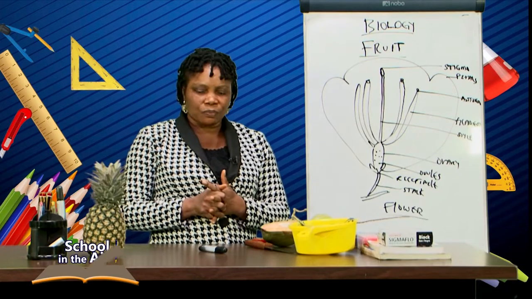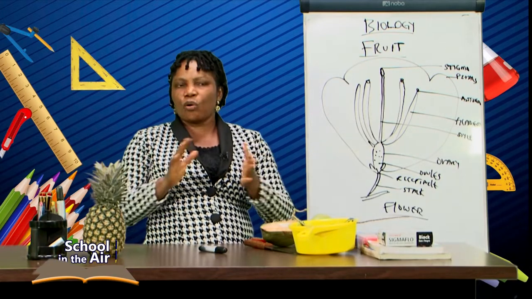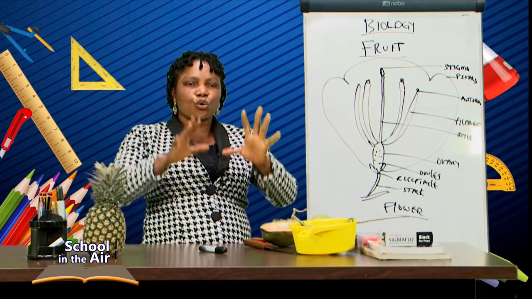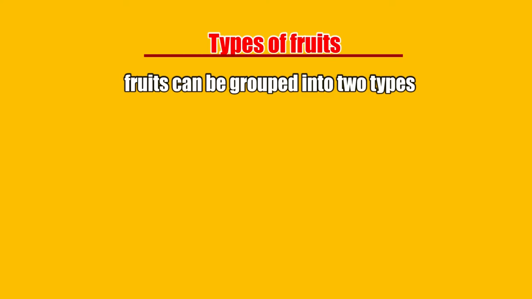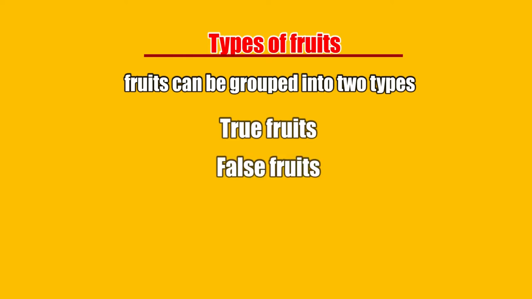That takes us to the classes of fruit. All the fruits in the whole world can be grouped into two types. The first type are called the true fruit, and the second group is called the false fruit. Remember, all the fruits in the world can be grouped into two types: the true fruit and the false fruit.